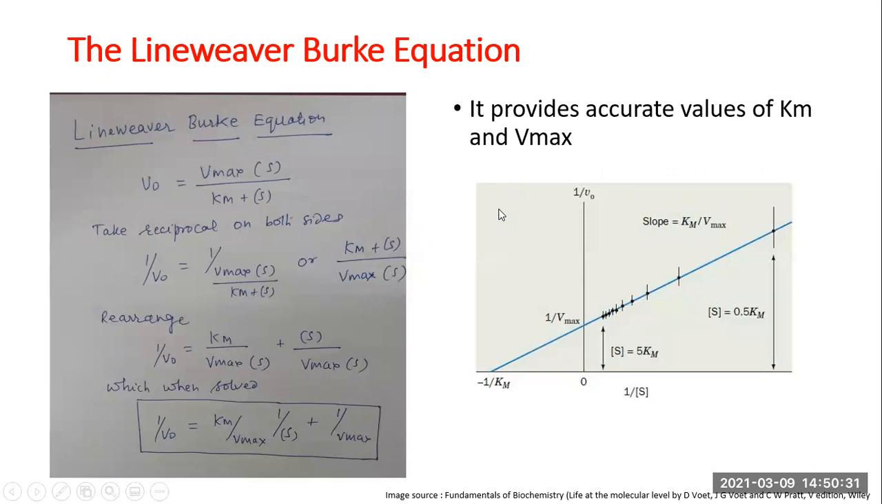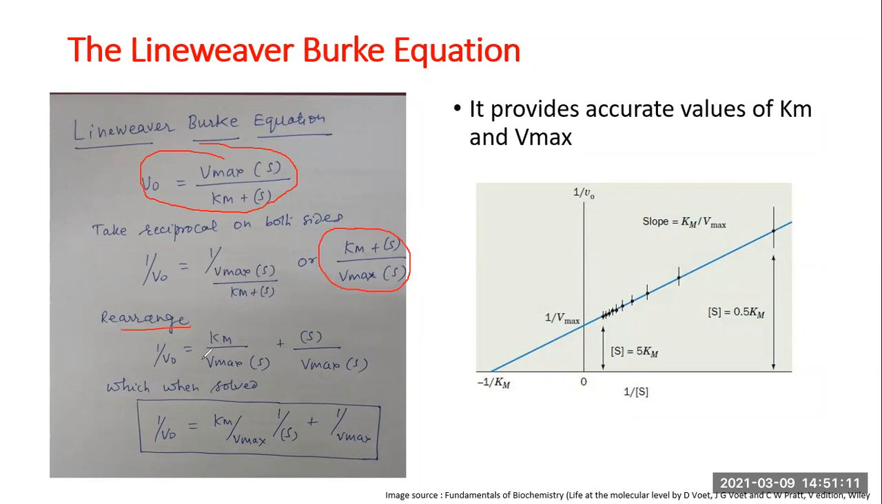Now there is another very interesting analysis based on the Michaelis equation. So this is the Michaelis equation: V0 is equal to Vmax S over Km plus S. You must memorize it. Now if you take the reciprocal on both sides, we take the reciprocal of V0, 1 over V0, and the reciprocal of this whole part, 1 upon Vmax S over Km plus S. I have shown it over here. So you have this, and when you solve it further, it becomes like this.